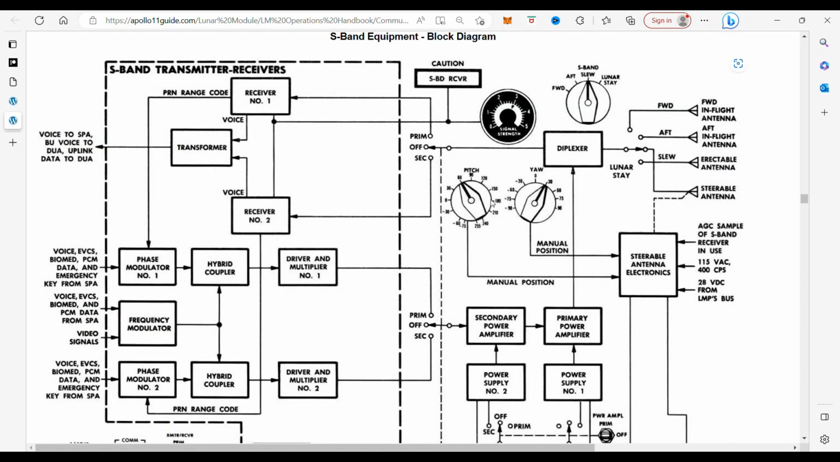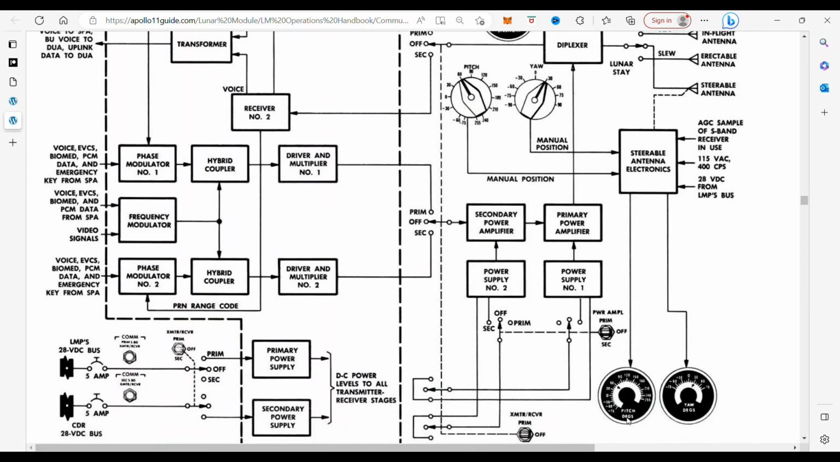So we look at it, and here down at the bottom is the pitch indicator. You can see that comes from the steerable antenna electronics. And here is where you manually position the pitch. So when you click it to 30 degrees, it will indicate down here. But there's also the AGC steerable S-band receiver in use. AGC stands for auto gain control. What that's doing is telling how strong the signal is and putting that into the steerable antenna.